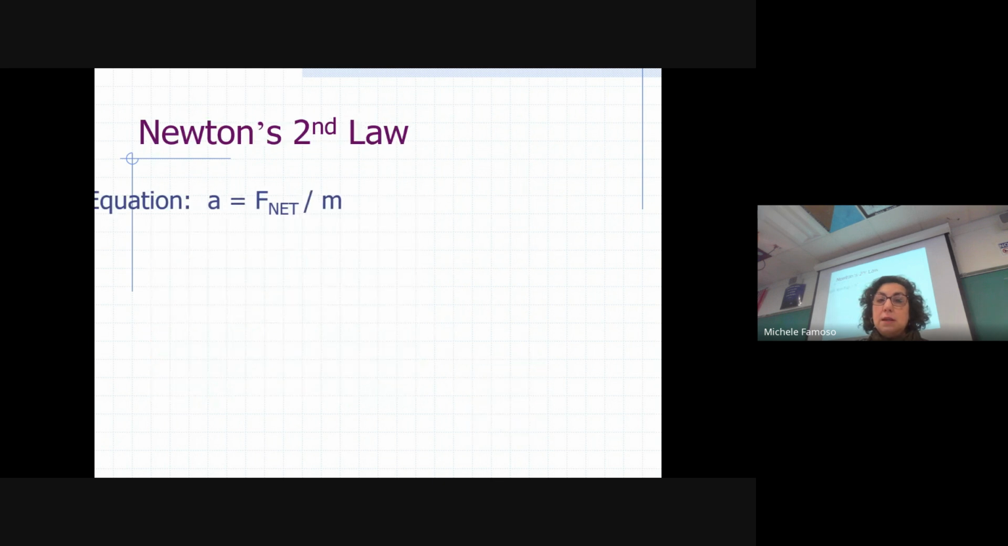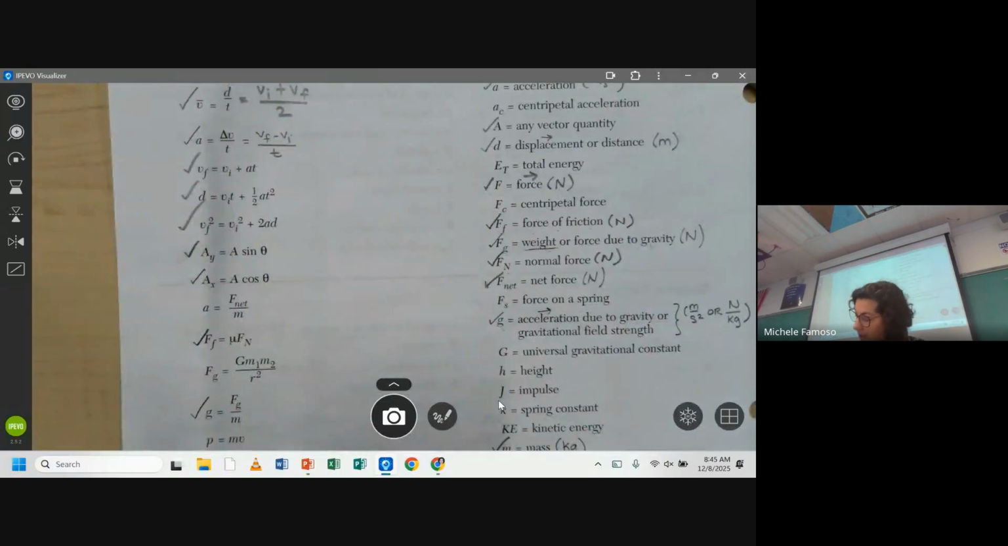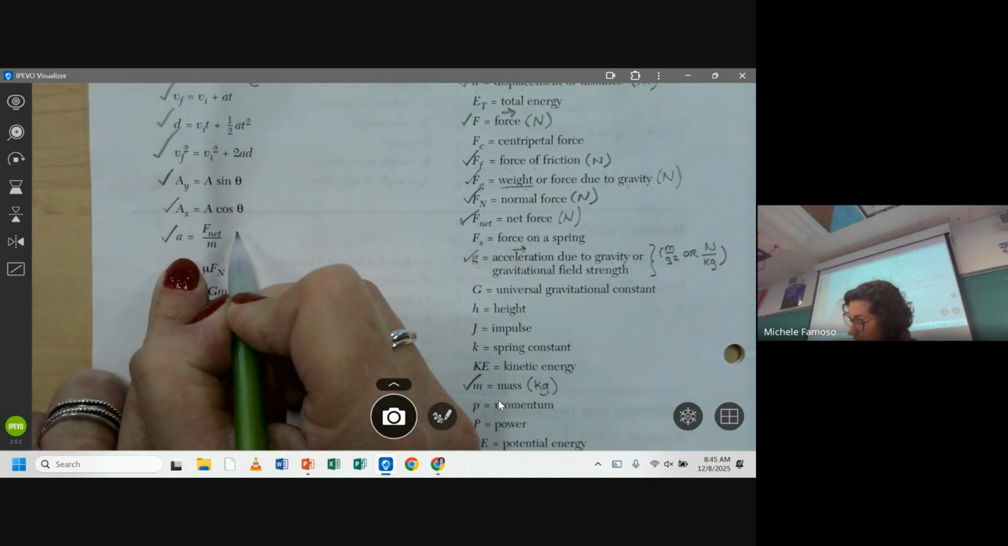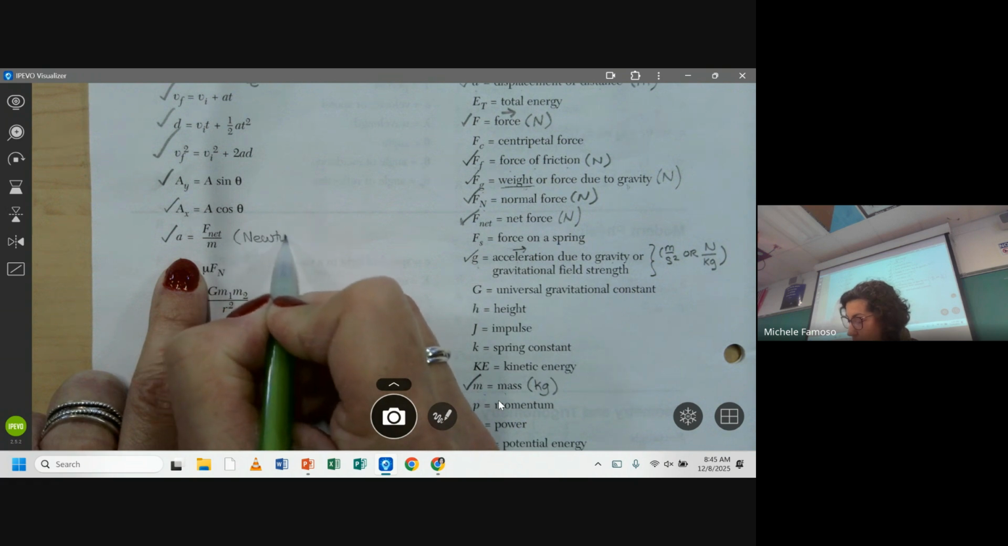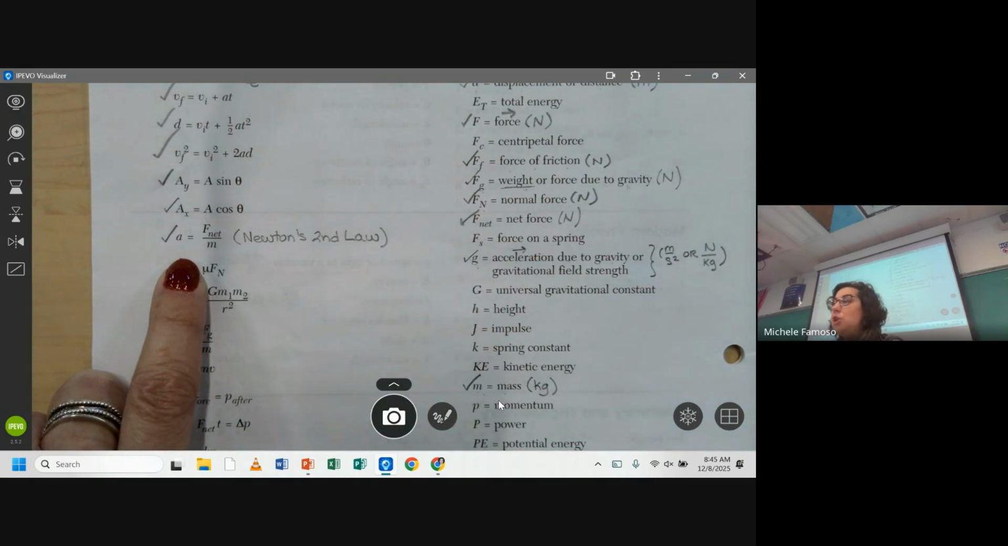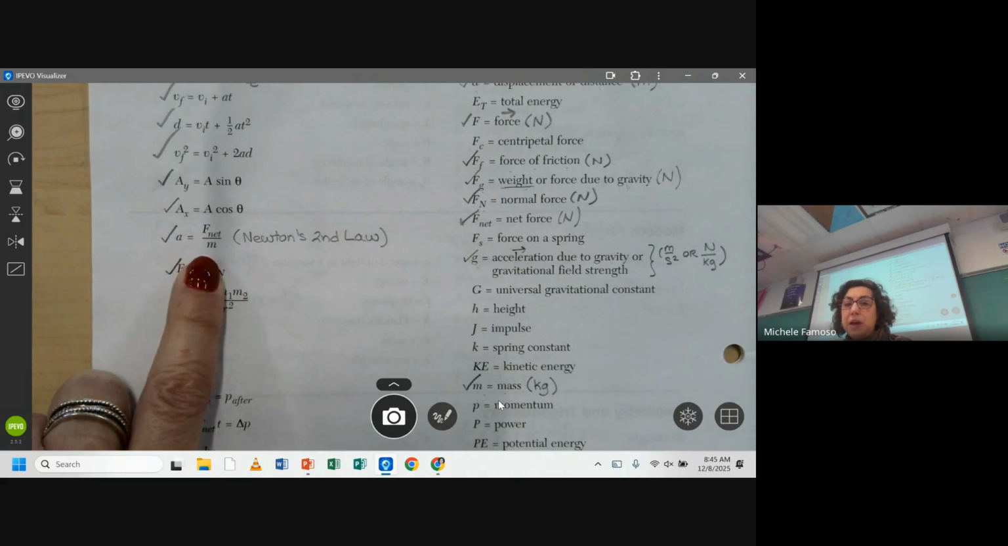All right, so let's now talk about what that means as an equation. Those relationships that we just described lead us to the equation for Newton's second law, which is a equals F net divided by m. Now let's go to page 6 of your reference table and let's check that off. That's right here on your reference table: a equals F net divided by m. This equation is called Newton's second law. It's the first equation we're going to learn this year that has a name that goes with it.